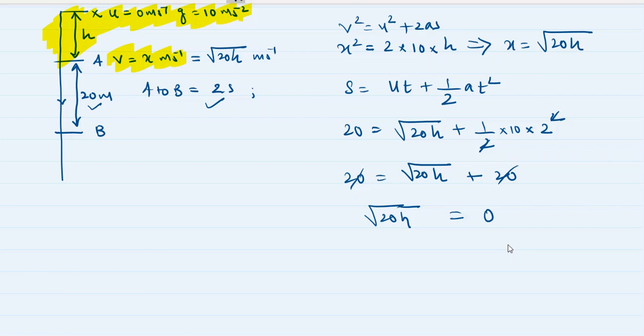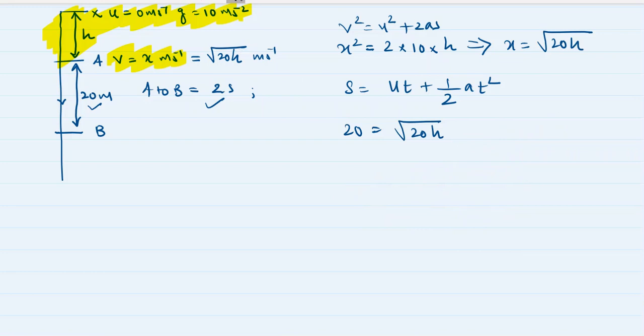Okay, multiplied by t. Did I multiply by t over here? No, I did not. See, that's my mistake. I'm sorry for that. I'm sorry to make this video unnecessarily longer, but yeah, it has happened. So bear with me. Root of 20h multiplied by the time. What is the time? 2, plus half multiplied by 10 into 2 square. So 20 is equal to 2 root 20h plus 20, this 2 gets cut over here, 20 both sides.